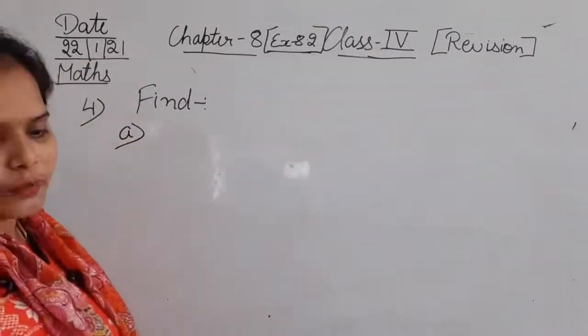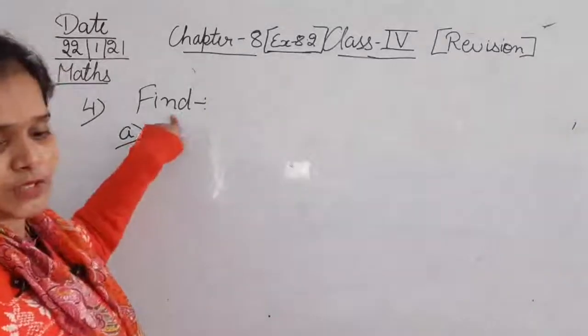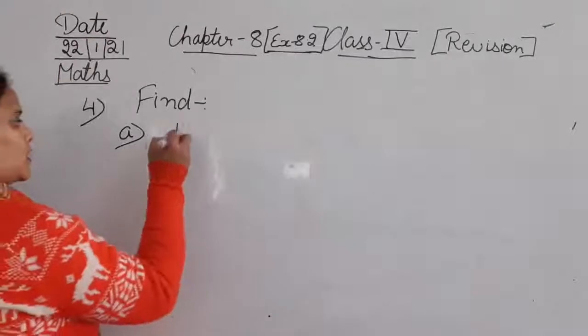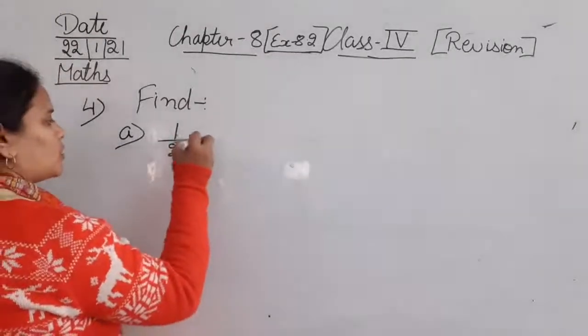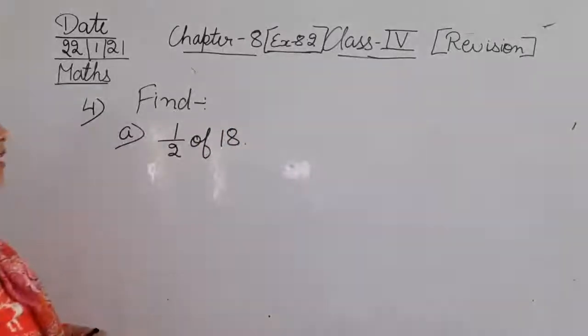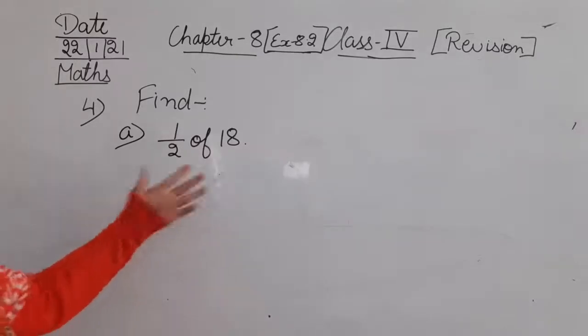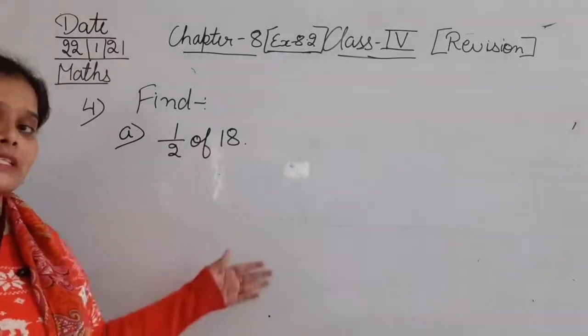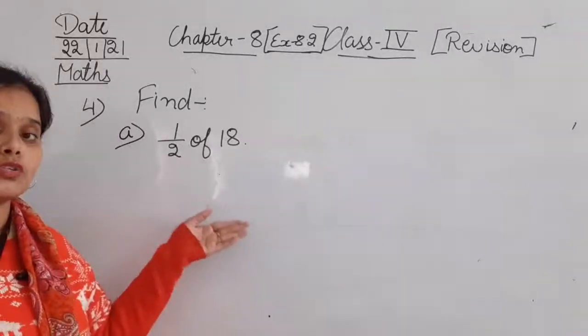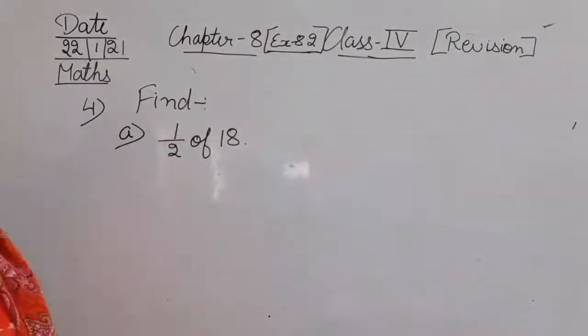The A part we have to find 1/2 of 18. Okay, or you can say half of 18. We have to find 1/2 of 18. अभी इससे पहले हमने जो 2 एग्जाम्पल्स की थी बेटा, बिल्कुल एग्जैक्टली उसी की तरह वी आर गोइंग टू फाइंड 1/2 और हाफ ऑफ 18.